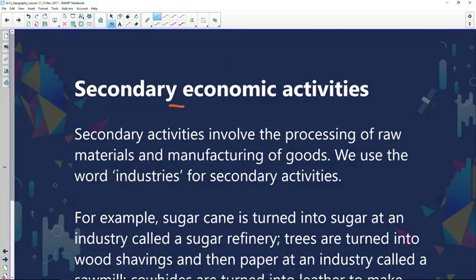Now these activities involve the processing and manufacturing of goods. This is quite a very important sector to South Africa's economy. I'm going to give you two examples over here. The first example I'm going to use from the primary activities of farming and mining that we discussed in the previous lesson. If I take farming, for example, let's talk about grape farming taking place down in the Western Cape.